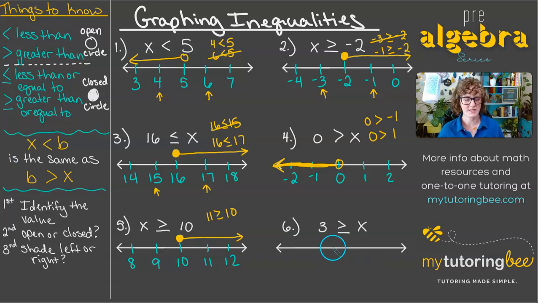And then for number 6, we've got 3 and a closed circle for this one. 3 is greater than or equal to x. So that means out of 2 and 4, 3 is greater than or equal to 2. So we are going to be shading to the left on this one.